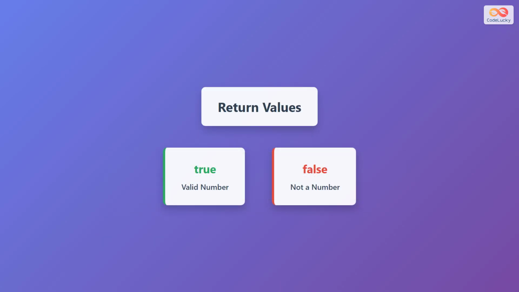The isnumber function returns two possible Boolean values. It returns true when the field value is a valid number, and it returns false when the field value is not a number. These Boolean results make it straightforward to use the function in conditional statements, filtering operations, or data validation workflows. The true and false values can be used with other Splunk commands like where or if statements.